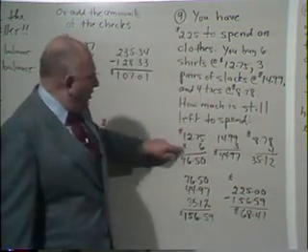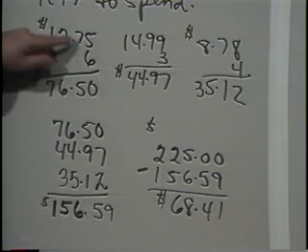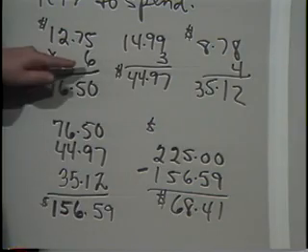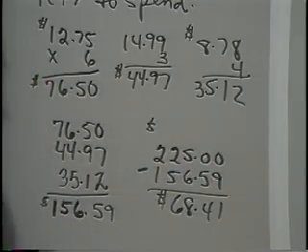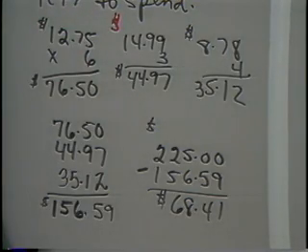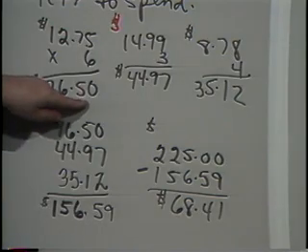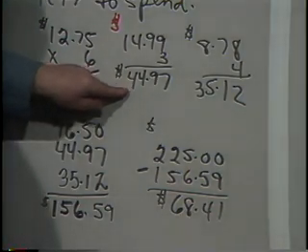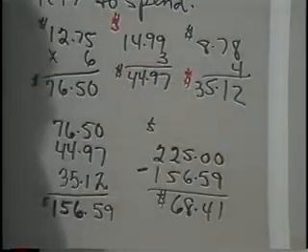So altogether, on the shirts, you spend $12.75 times 6. See, no one is telling you to multiply. You have to figure that out for yourself. You multiply the 6 by the 12.75. You multiply the 3 by the $14.99. You multiply the 4 by $8.78, and what you find is you've spent $76.50 on the shirts, $44.97 on the slacks, and $35.12 on the ties. So how much did you spend altogether?